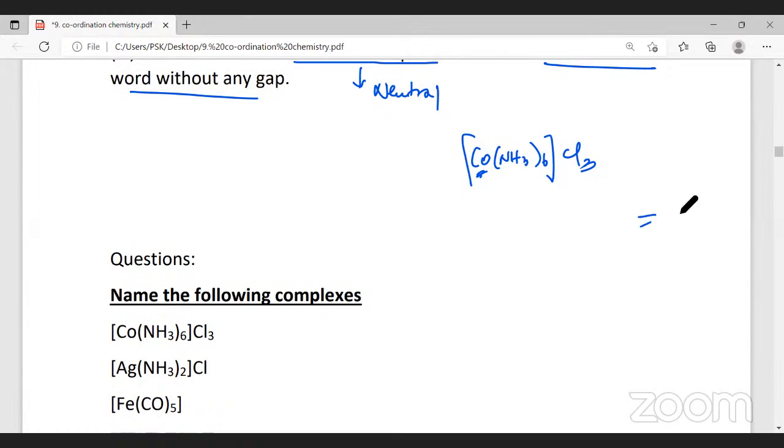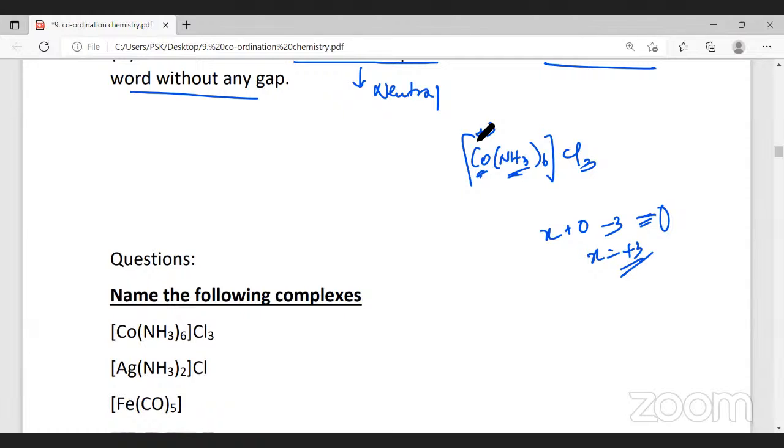As a whole, the charge on this complex is zero, a neutral complex. So chlorine is what charge? Minus 1. Minus 1 into 3 is minus 3. Ammonia is what ligand? Neutral ligand, 0. Cobalt, we don't know the oxidation number. I take it as X. So X will be equal to +3. So the oxidation state of cobalt is +3.